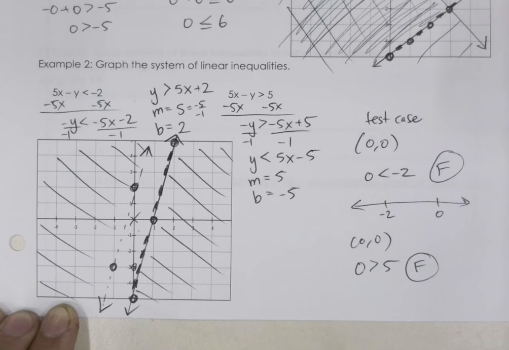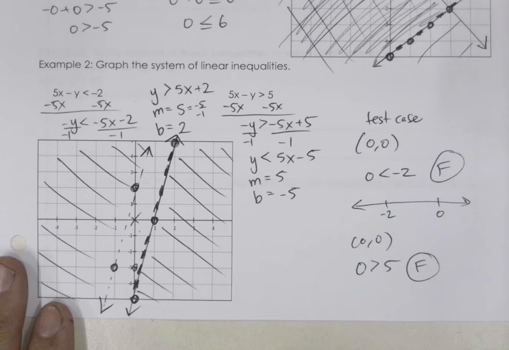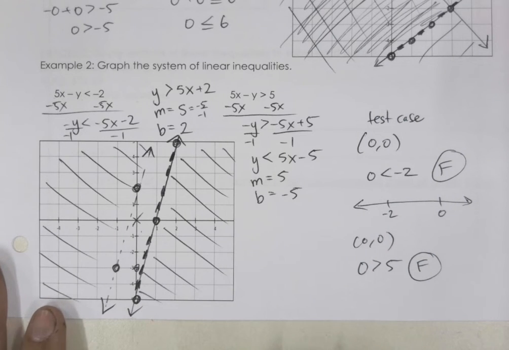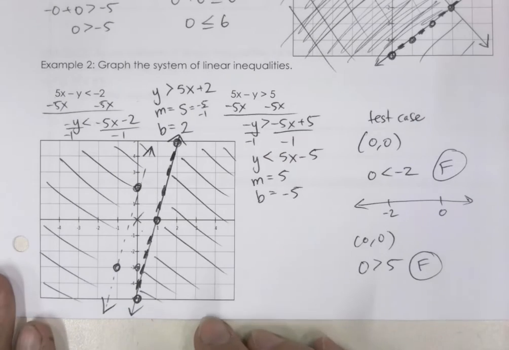And so what is the solution? The solution is where they overlap. Where do these graphs overlap? They do not overlap. So in this case, there is no solution. We've shown that by graphing.